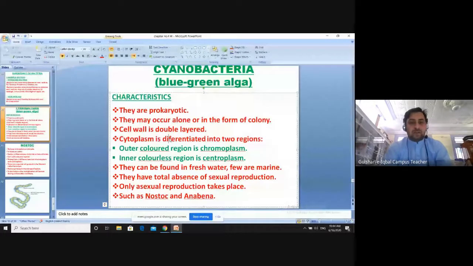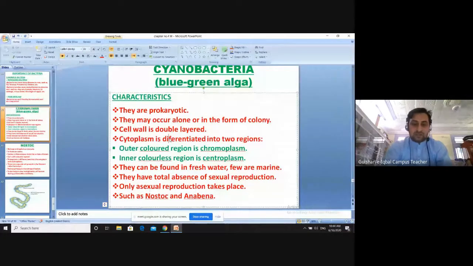Then their habitat is freshwater, and some are living in marine water as well. Means they can be found in rivers, streams, lakes, ponds, in the freshwater, and some of the species can be found in the seawater, the saline water, as well. They have total absence of sexual reproduction. It means that cyanobacteria cannot reproduce sexually, but they can reproduce asexually. Their examples are nostoc and anabaena.